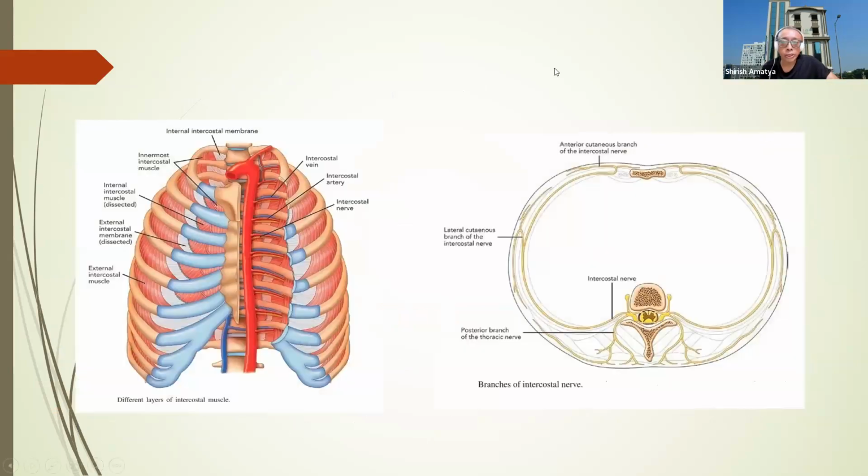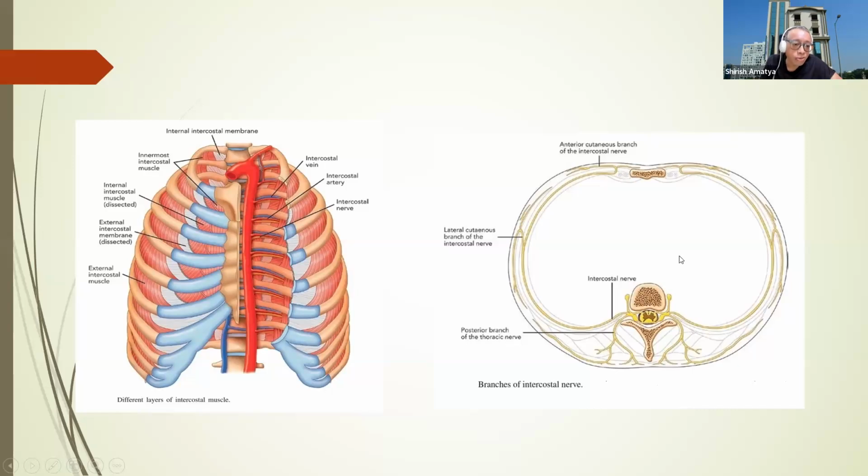Okay, so this is the picture of the location of the intercostal nerve as well as the neurovascular bundle. As you can see, the intercostal artery arises from the descending thoracic aorta, and the intercostal vein drains to the azygos vein and hemiazygos vein, and the lowermost part is the location of the intercostal nerve, located between the innermost intercostal muscle and internal intercostal muscle, in the intercostal groove.